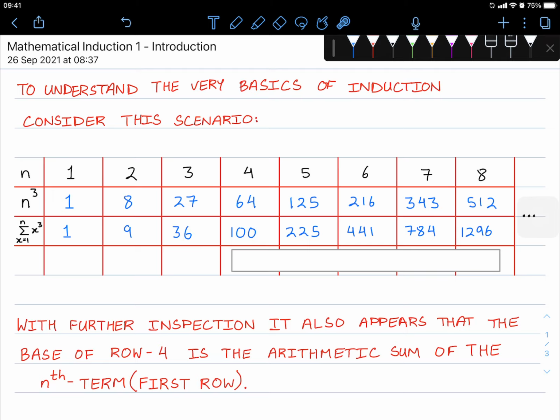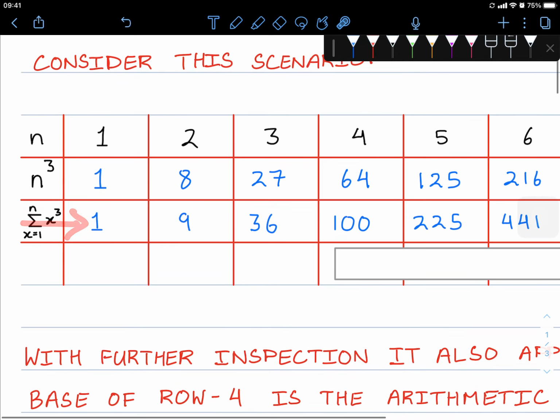I've got here a table of values where the first row is just the counting numbers 1, 2, 3, 4, 5, 6, 7, 8. The next row I've made a function of cubes. So 1 cubed is 1, 2 cubed is 8, 3 cubed is 27, and so on. This third row, I've made it the sum of the first cubed up until the nth cubed.